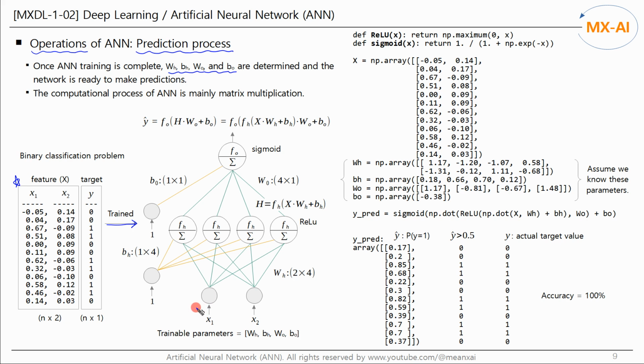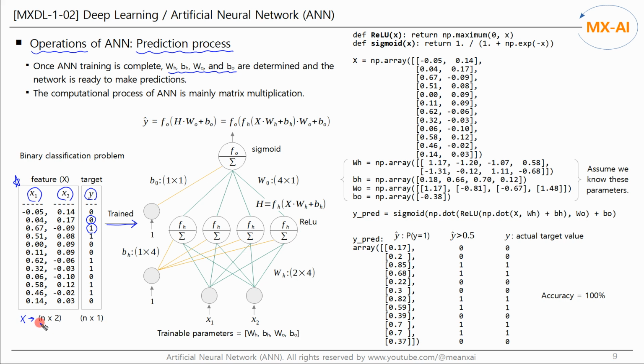This ANN has an input layer, a hidden layer, and an output layer. Since the number of features in the data is 2, there are also 2 neurons in the input layer. And since the target value of the data is 0 or 1, there is only 1 neuron in the output layer. The number of neurons in the hidden layer is a kind of hyperparameter. Here we used 4.